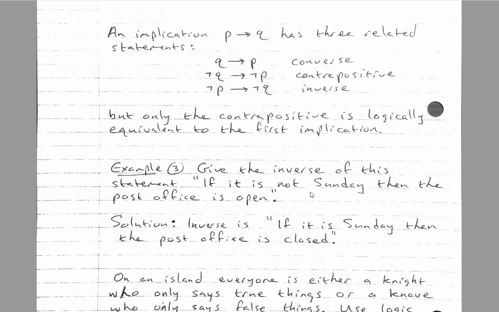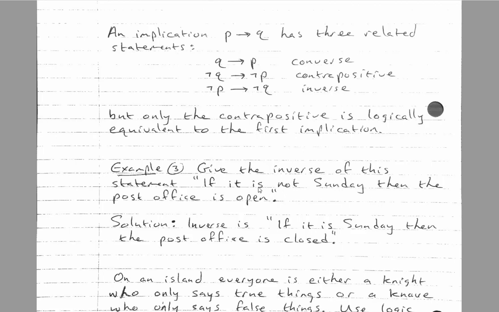But aren't these saying the same thing? Aren't these logically equivalent? No. The original is saying, if it is not Sunday, then the post office is open. It's not telling you anything about Sunday. The post office could be open or closed. So we don't know that the post office is closed on Sunday. The post office might be open every day. So I hope you see these are not equivalent.